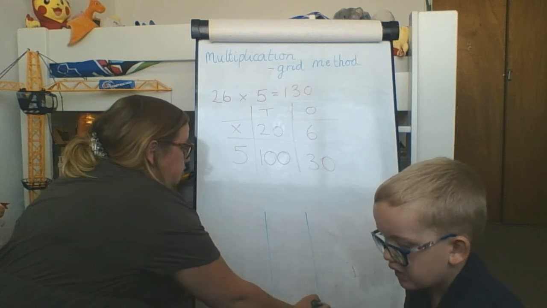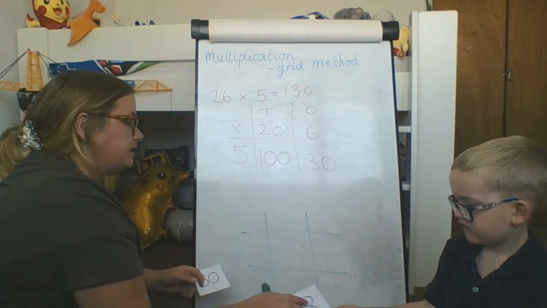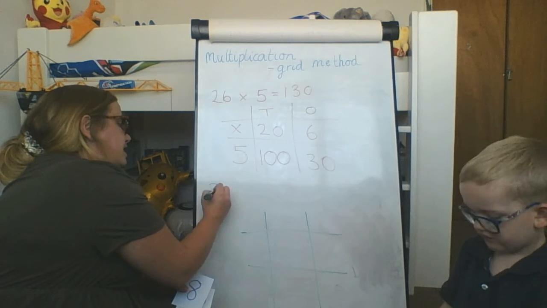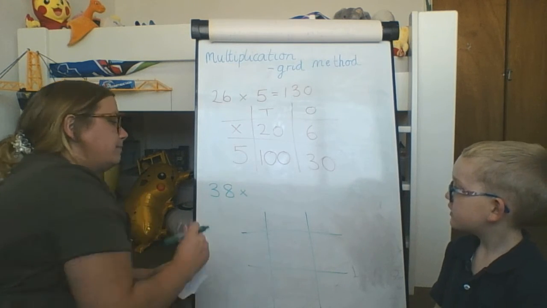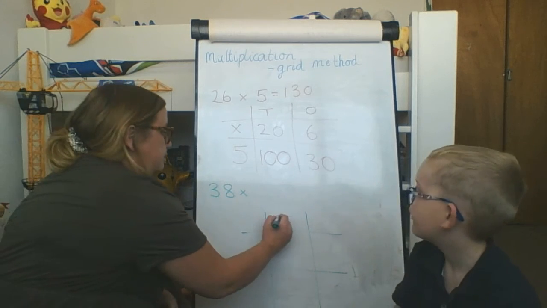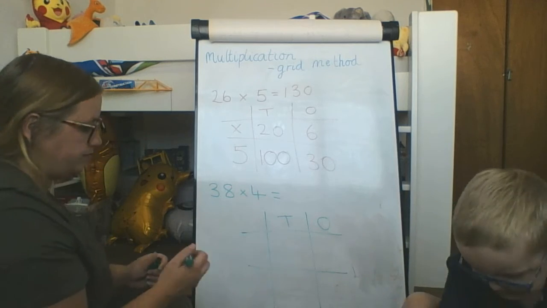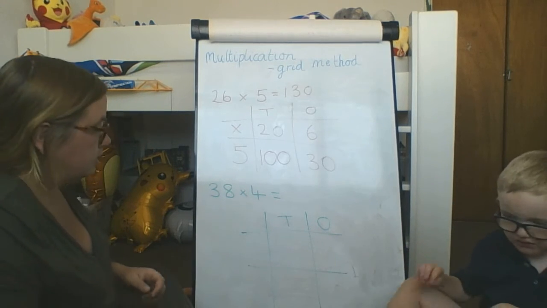While you're deciding, I'll draw it out. You want to do 8? So 30 add 8 is 38. 38 times what number? I'm going to do it times 4. Okay, I'm going to change my pen.